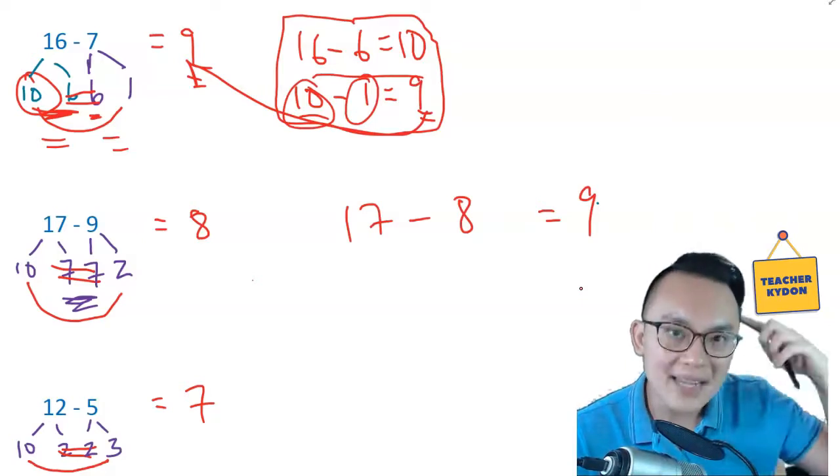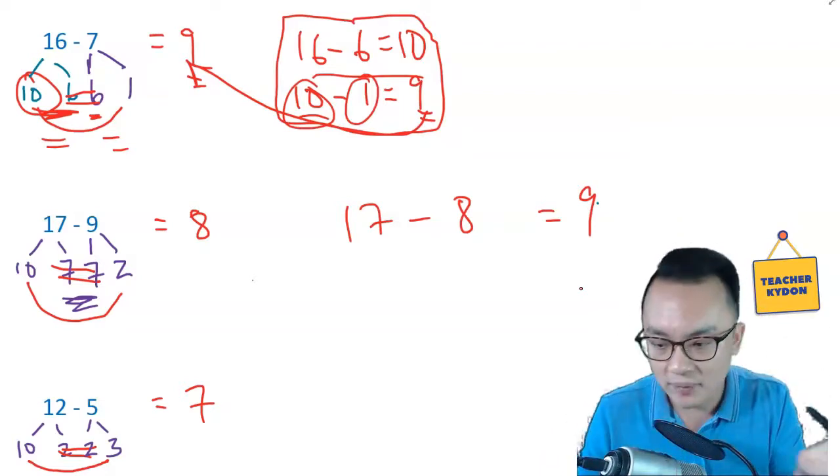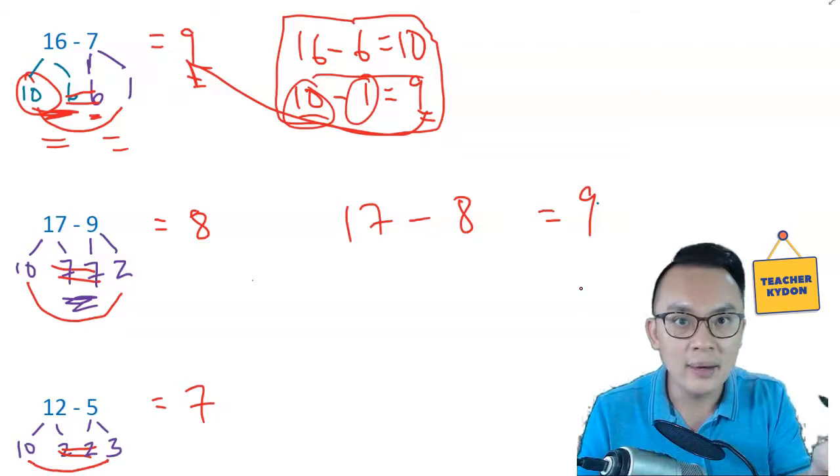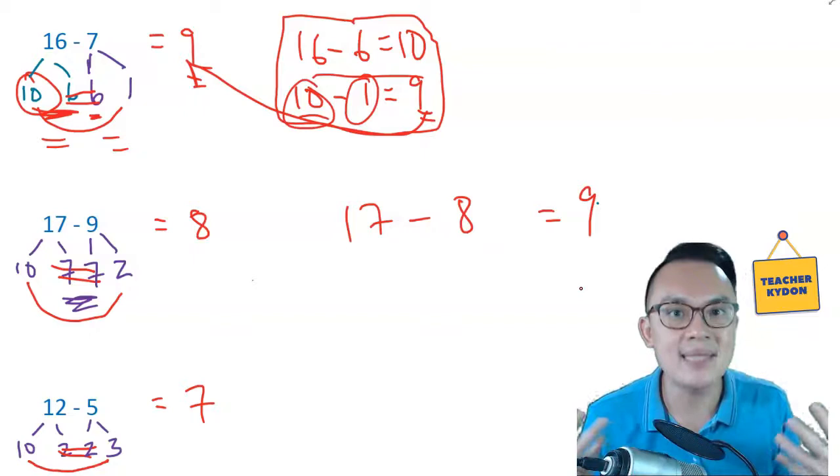And it also trains them to have an understanding that, hey, numbers can be formed by different pairs and different types of numbers. Okay, give them a better kind of number sense to it.